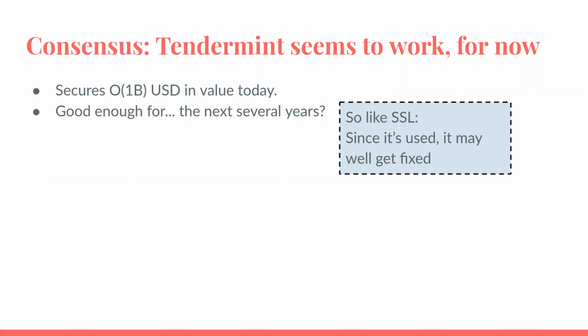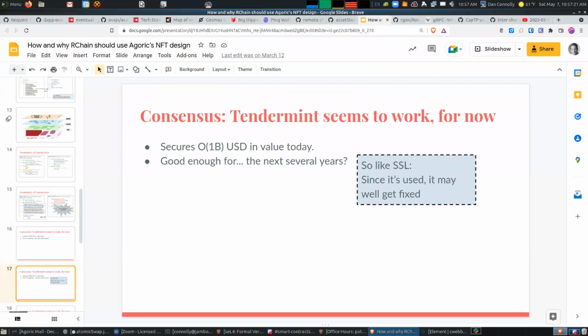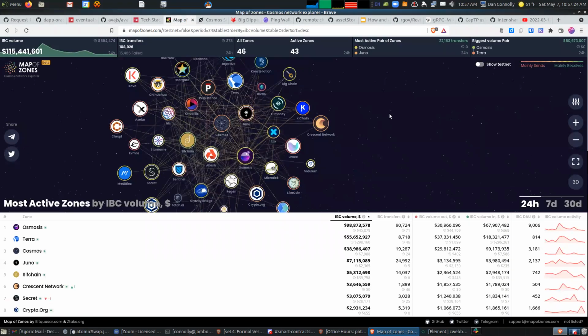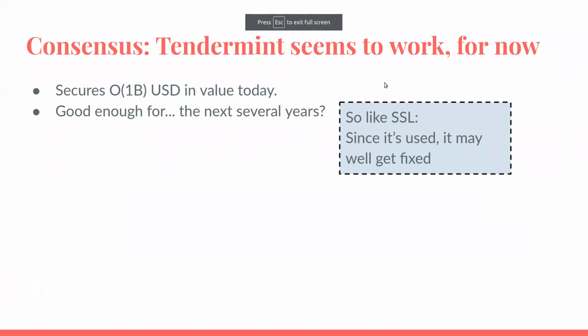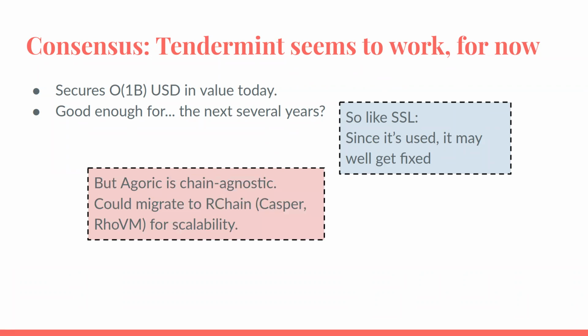So Tendermint may or may not have various scaling issues addressed by adding more concurrency, and they're looking at zero knowledge and threshold signatures and blah, blah, blah. So who knows, since there's $18 billion in this whole community that all share that problem, they may be interested in fixing it inside their world rather than reinventing the whole world like RChain's doing. So it's entirely possible that a bunch of the good ideas from RChain will leak out that way. So Agoric is chain agnostic, could migrate to RChain, Casper, and the Rho VM for scalability.